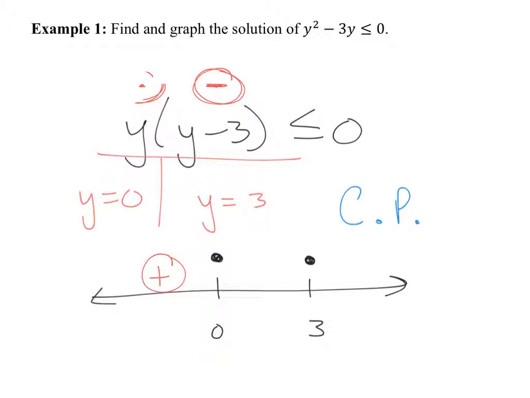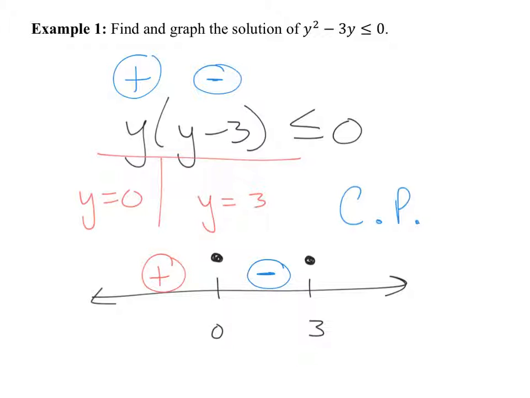So let's erase these now. Let's go to the second region. In the second region, as Will mentioned, let's test positive 1. Testing positive 1 makes this positive right here. Testing a positive 1 here makes this negative, because it's going to be 1 minus 3, which is negative 2. I don't care that it's negative 2, I just care that it's negative. So it's a positive times a negative, which is a negative.